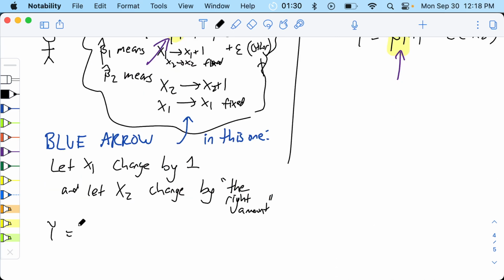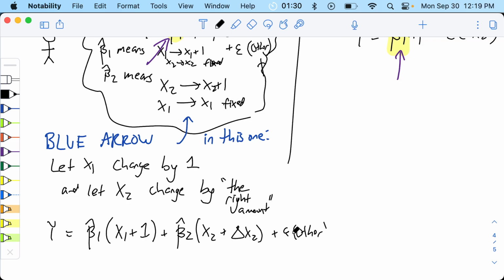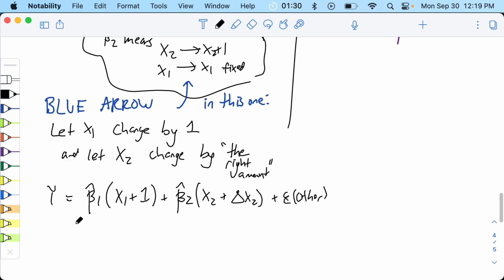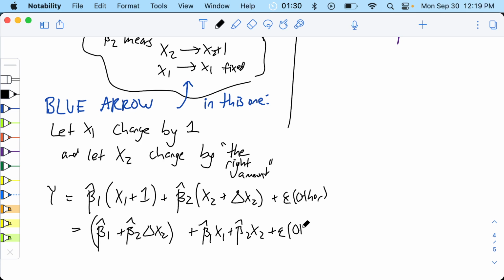So y equals beta hat 1 times x1 plus 1, plus beta hat 2 times x2, I'm going to call it delta x2, plus epsilon of the other. The other stuff doesn't change. So in this case, you get beta hat 1 plus beta hat 2 times delta x2, plus beta hat 1 x1 plus beta hat 2 x2 plus epsilon of the other. So the amount of change here is beta hat 1 plus beta hat 2 delta x2.